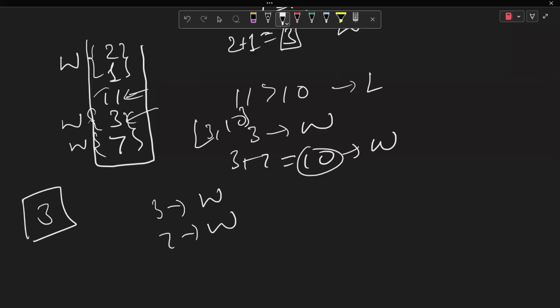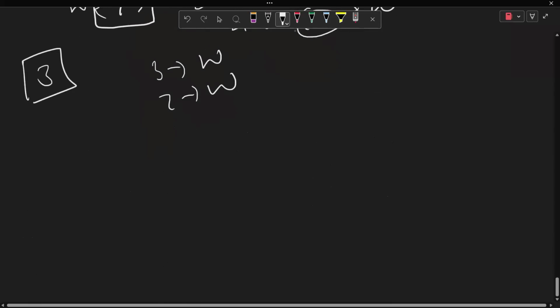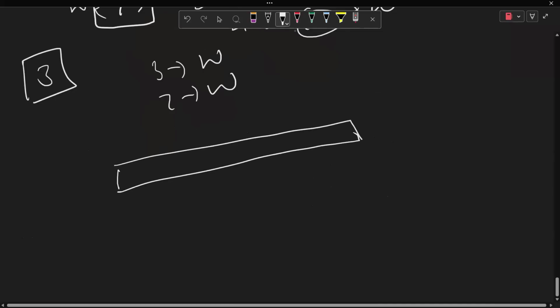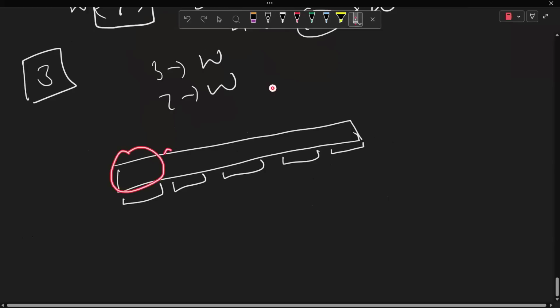Okay. And you cannot include this 11, because if you include this 11 in any of them, it would be a loss for sure, because that is greater than 10. So what you basically have to do is you are given an array. Now you have to divide this array into some groups. These groups just represent that first he picks this much cards, then this much cards, then this much, then this much, then this much.